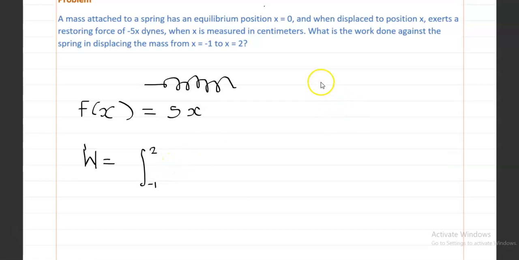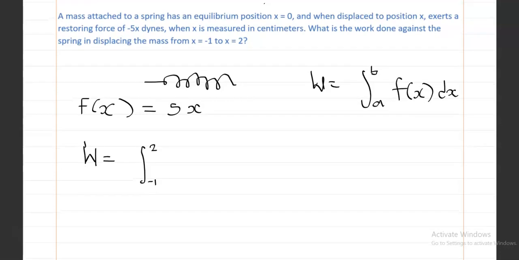So of course you remember your formula for work done. Over an interval a to b, integrating the force function. That's basically it. So we are going to integrate this force function 5x over the interval -1 to 2. That's simply what we are going to do here.